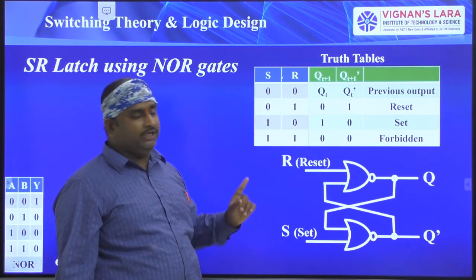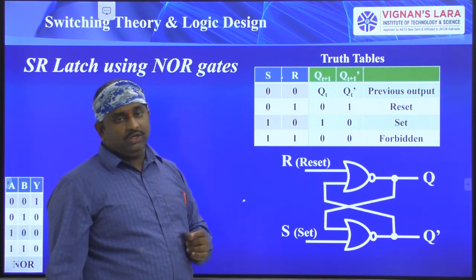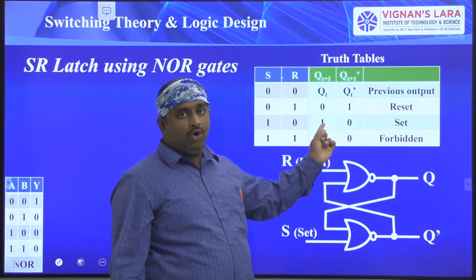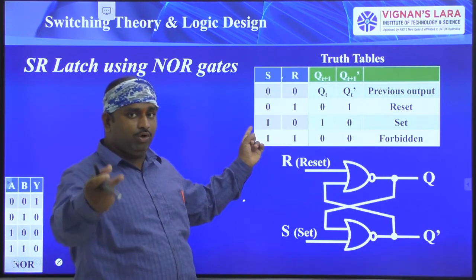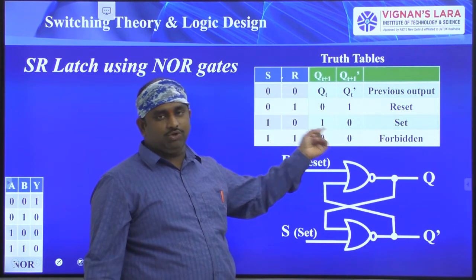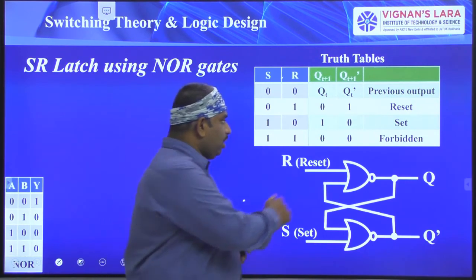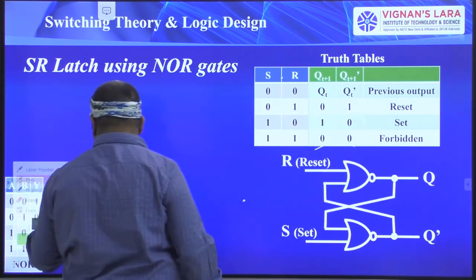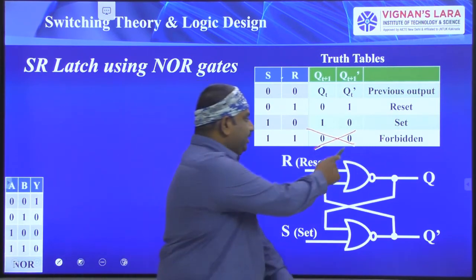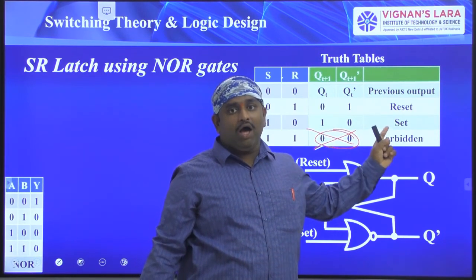Next, for the 0-1 combination, when S is equal to 0, R is equal to 1, the output is equal to 0. We have seen this just now. And when S is equal to 1, R is equal to 0, the output is equal to 1. That is, set is equal to 1. When you set your system, the output is set, that is equal to 1. When you have 1-1, both outputs generally seem to be 0-0, but this is not a valid state. This state is called the forbidden state, undetermined state or invalid state.